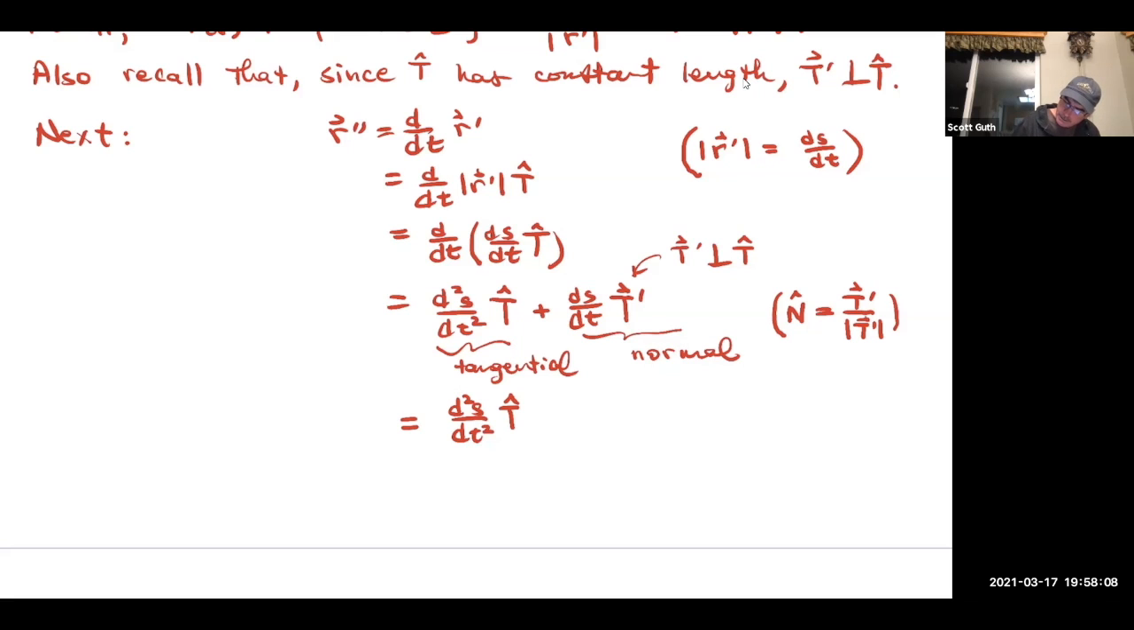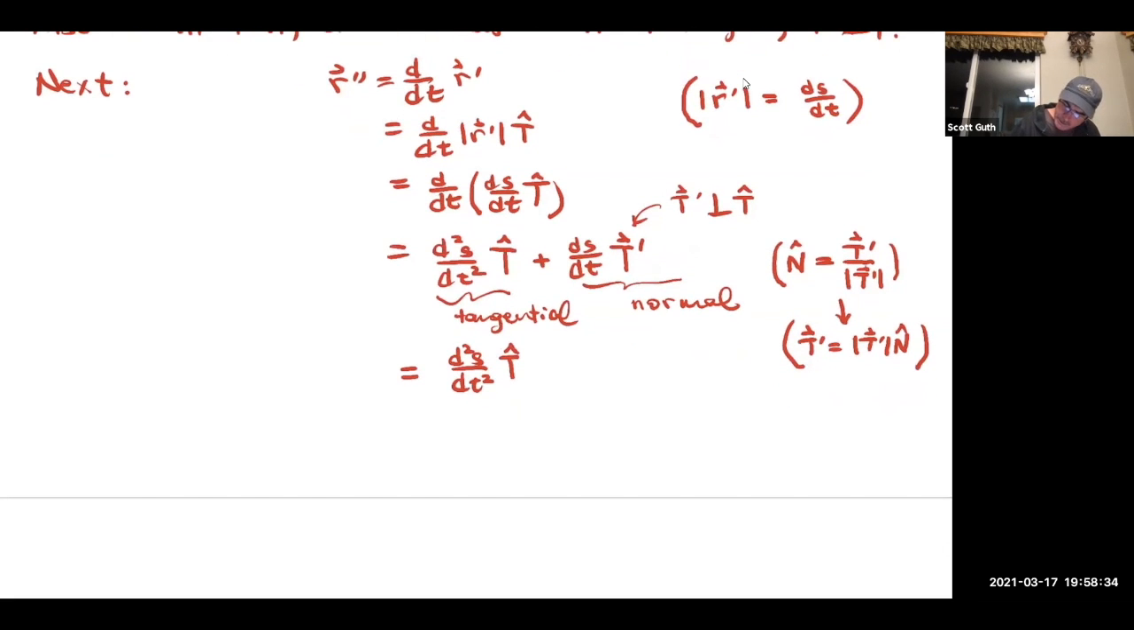So let's do that. Maybe, oh, so from here I could say that T prime is the magnitude of T prime times the unit normal. So what I have here is plus ds over dt, and the magnitude of T prime I'm going to put here times the unit normal. Now I'm expressing things with my T and N coordinate system.